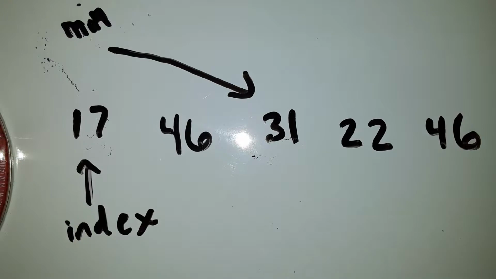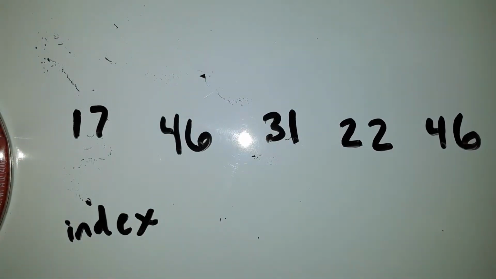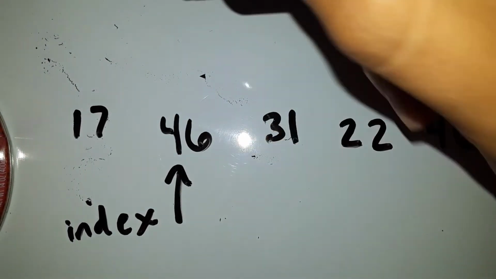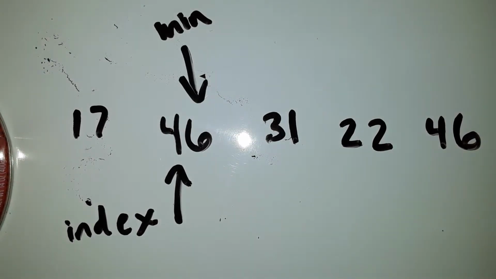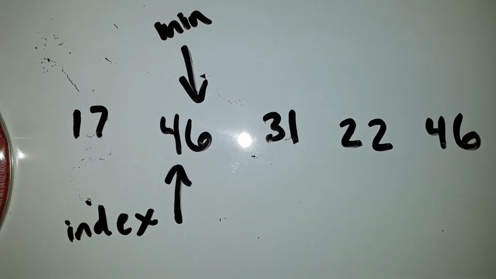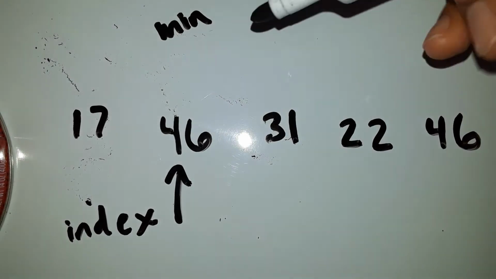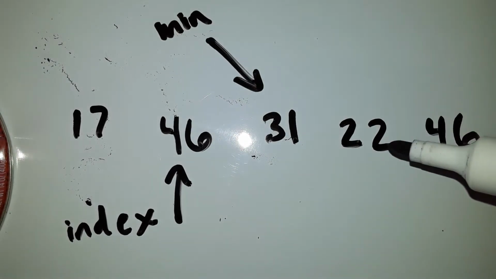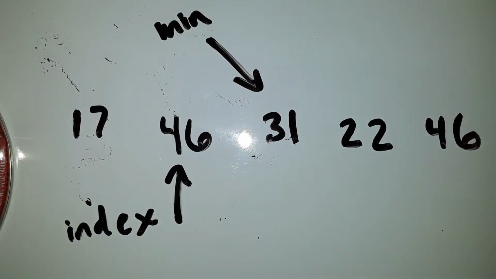Okay, so now 17 is in the right position. And then our index is going to move up 1, and then our min is going to be reset along with that as well. And then we just rerun the same sort. So is 31 less than the minimum value of 46? It is. So minimum value gets updated. Is 22 less than our current minimum? It is. So minimum value gets updated again.